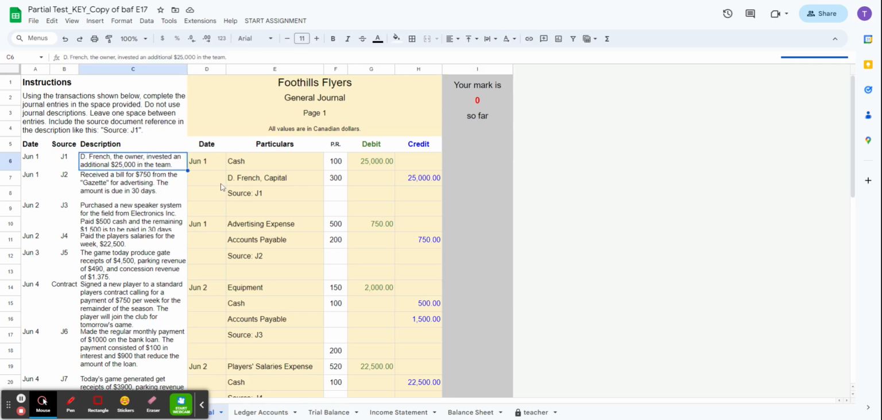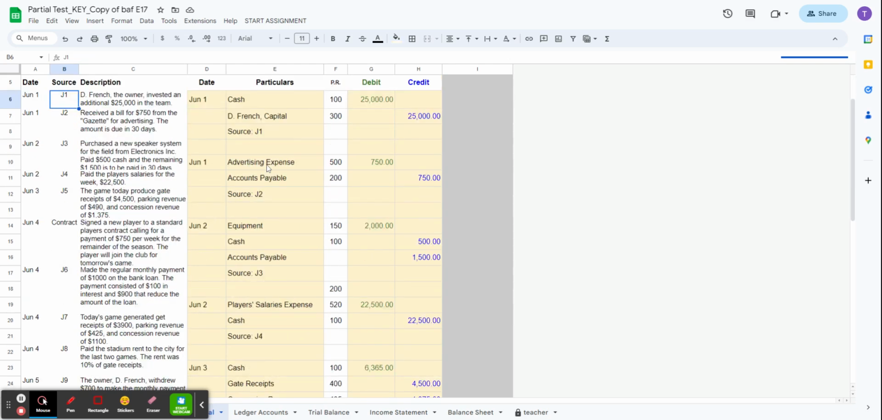So starting off, we have what we've seen always is a cash investment into the company, right? So we're going to debit cash and credit capital. And we've done this for everything we've seen so far. We're also going to put source J1 here in the description so that later on it'll help us show up when we start posting to the ledger accounts. And we know it's source J1 from the left-hand side right here.